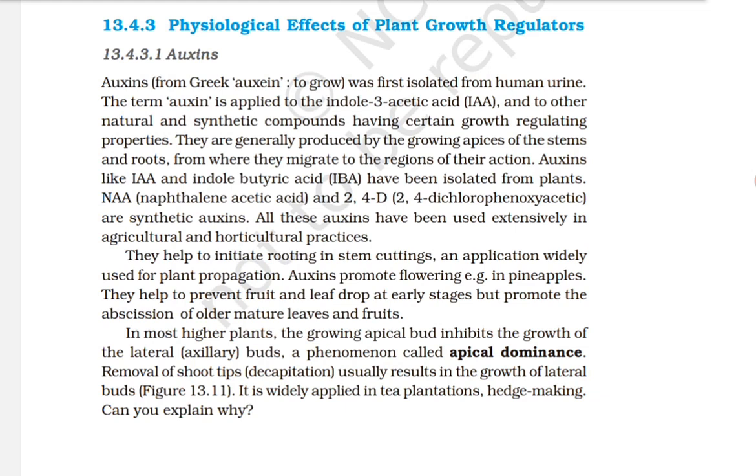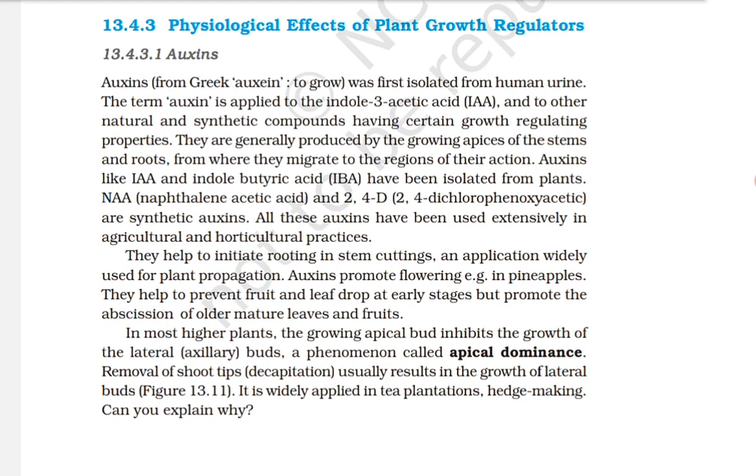In most higher plants, the growing apical bud inhibits the growth of lateral axillary buds. What does the apical bud inhibit the growth of? The lateral axillary buds. Abscission means the natural detachment of parts of a plant, typically dead leaves and ripe fruit. The Hindi meaning of abscission is विच्छेदन, meaning separation. Okay.